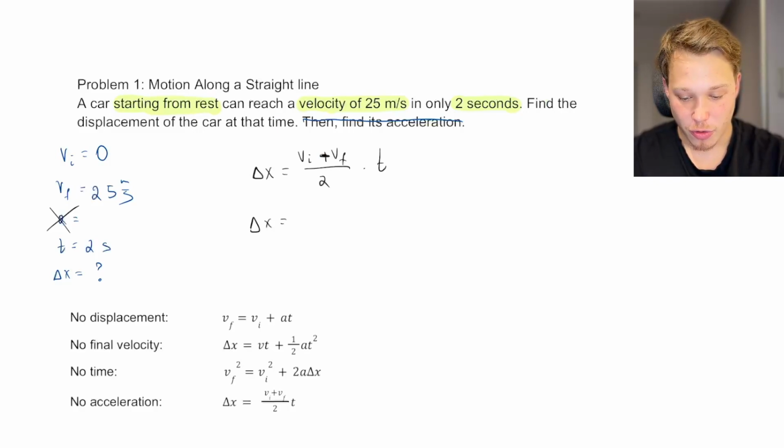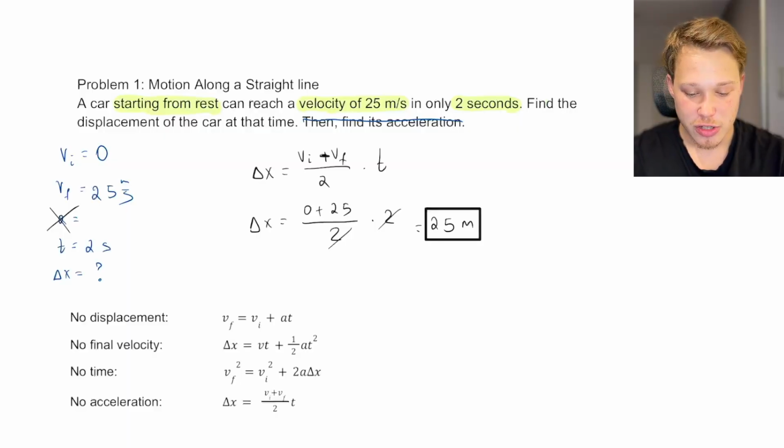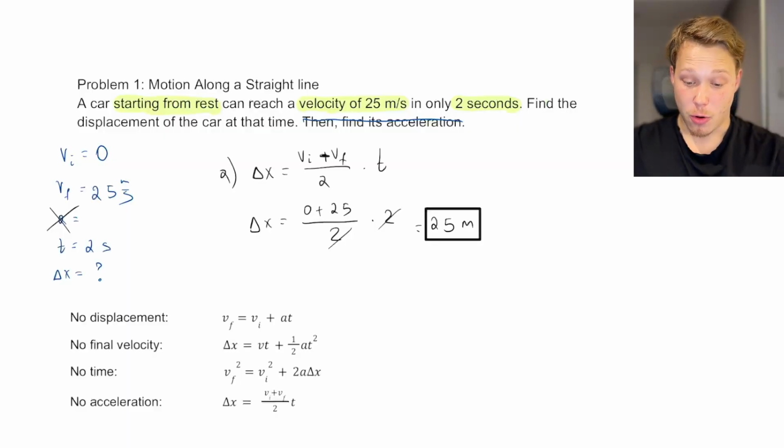If we plug in all the variables, initial velocity is 0, final velocity is 25, over 2, times 2. Again, 2 and 2 cancel out, because we multiply and divide by 2. So it's 25 meters as our final answer for our displacement. So that's the first part. Now, let's talk about finding the acceleration.